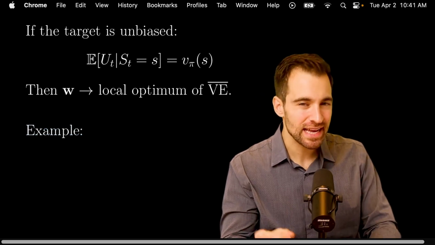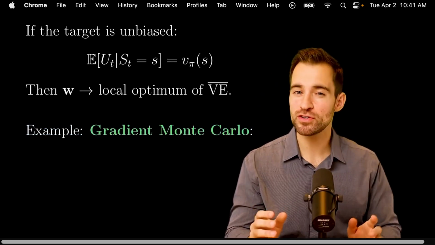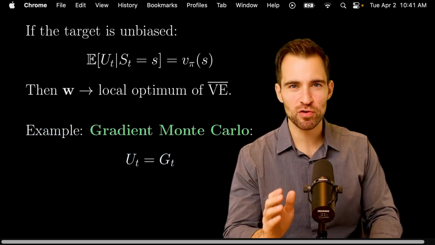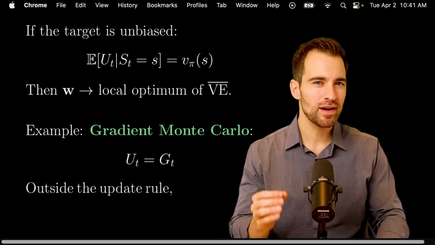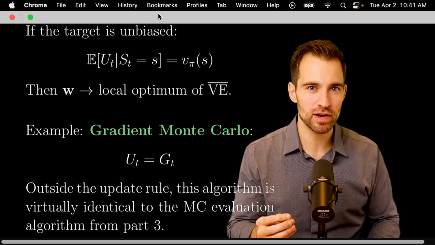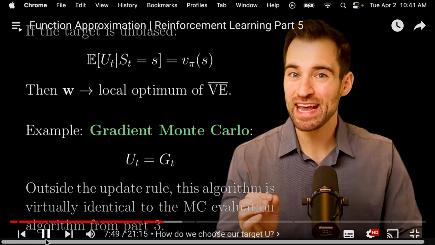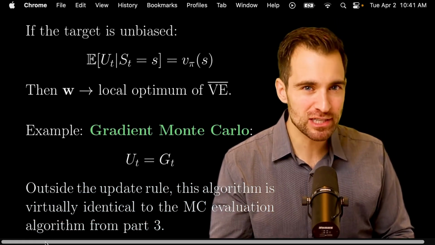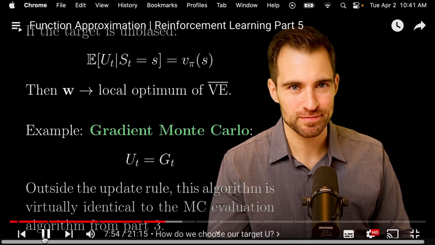An example of this is gradient Monte Carlo, where the target is just the return. Outside the update rule, this algorithm is virtually identical to the MC evaluation algorithm from part 3. If you recall that algorithm and understand this tweak, you know how to approximately optimize VE. Pretty cool. So this is the simple estimate, U_t equals G_t. Of course, if you don't know what G_t is, this is not helpful. But G_t was the return in the sample we got. So this is exactly the Monte Carlo estimate we did when we started Monte Carlo.